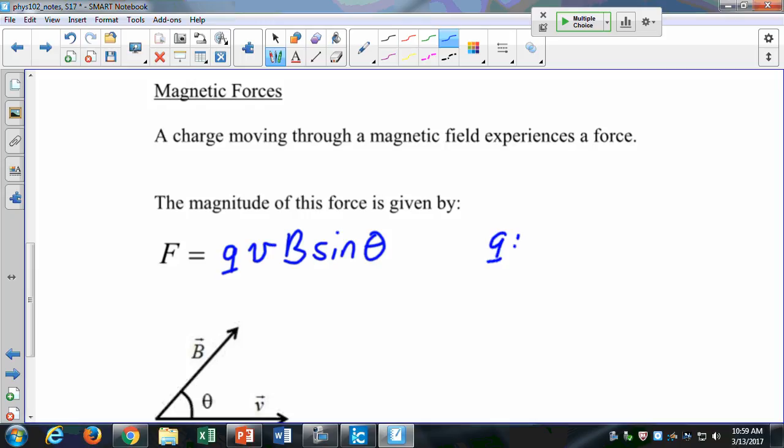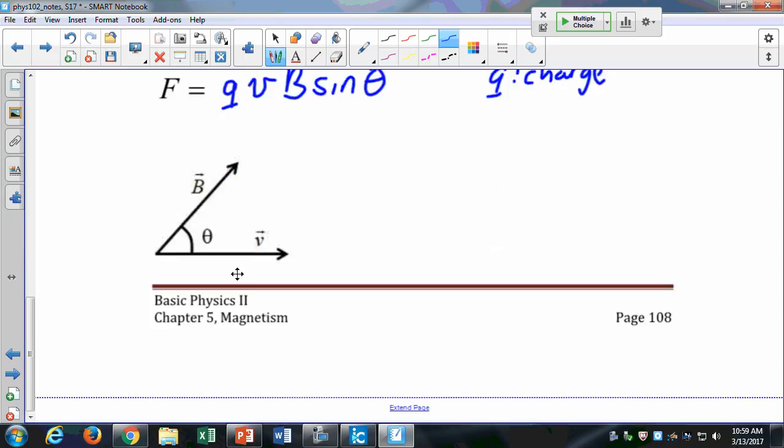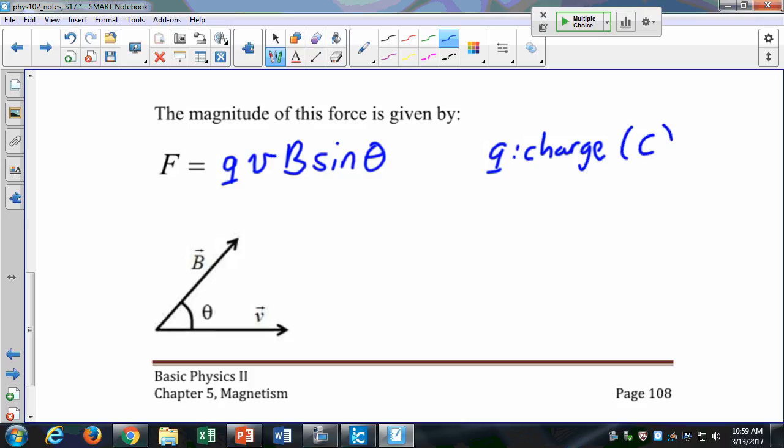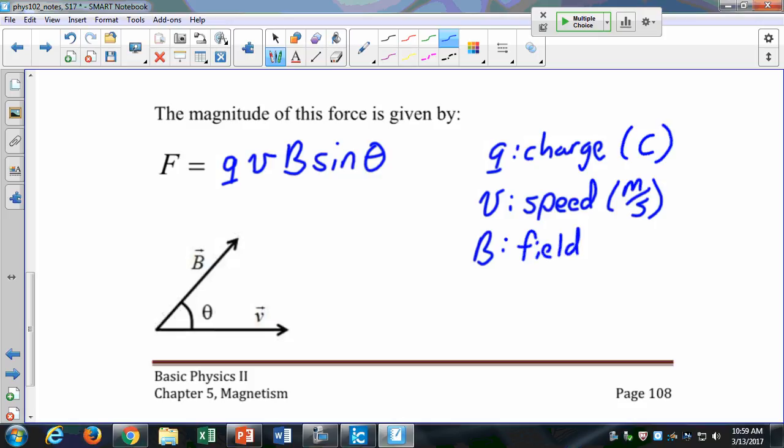Q is the charge. It's in the SI unit of coulombs. V is the speed. It's given in meters per second. And B is the magnetic field. That's given in the unit of Tesla. And then theta is the angle between B and V.